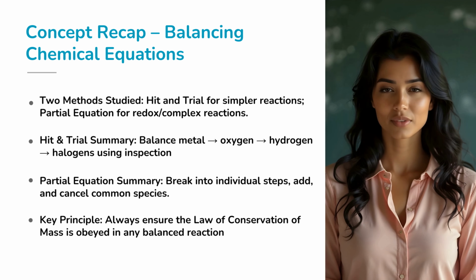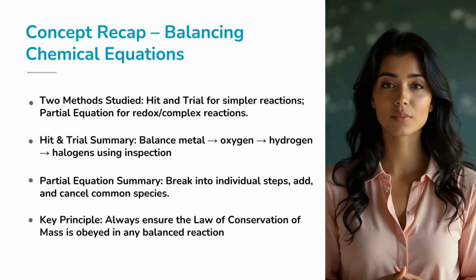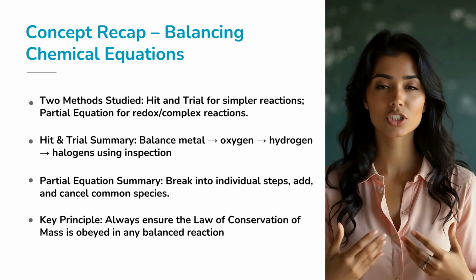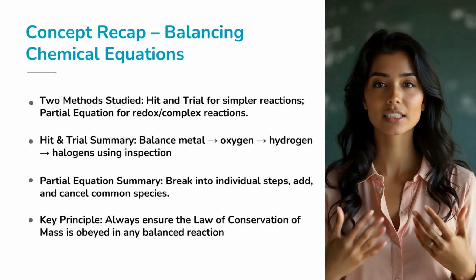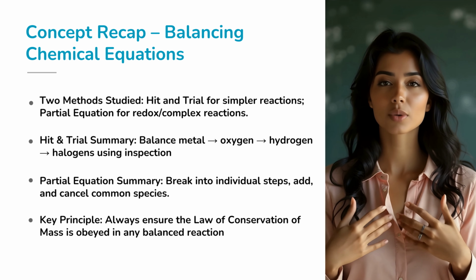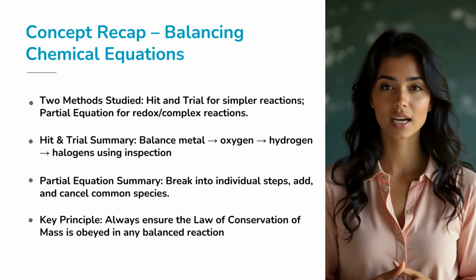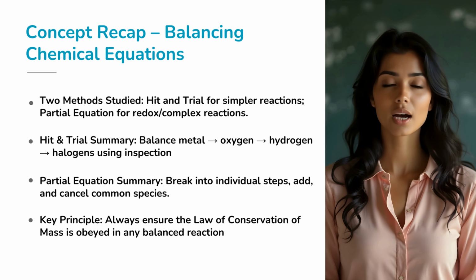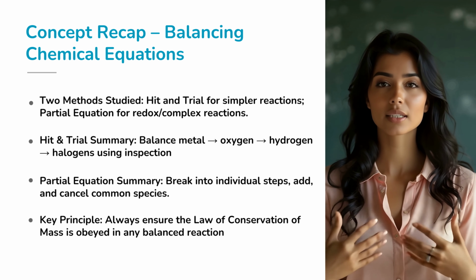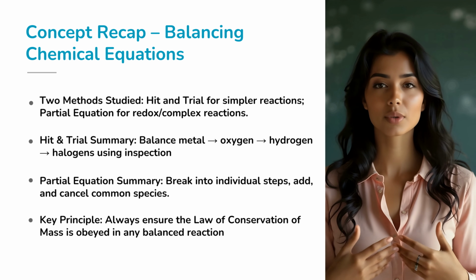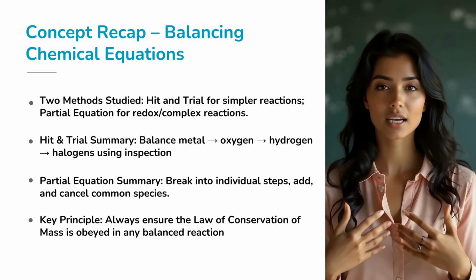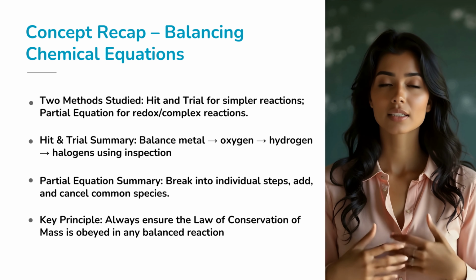So let's wrap it all up. We started by understanding the law of conservation of mass and how balancing equations ensures that the number of atoms is the same on both sides. We explored the hit and trial method, where we adjusted coefficients to balance metal atoms first, then nonmetals, then hydrogen and oxygen. Then we moved on to the partial equation method, useful for redox reactions, breaking down the overall reaction into smaller steps, using nascent species like oxygen and cancelling intermediates.